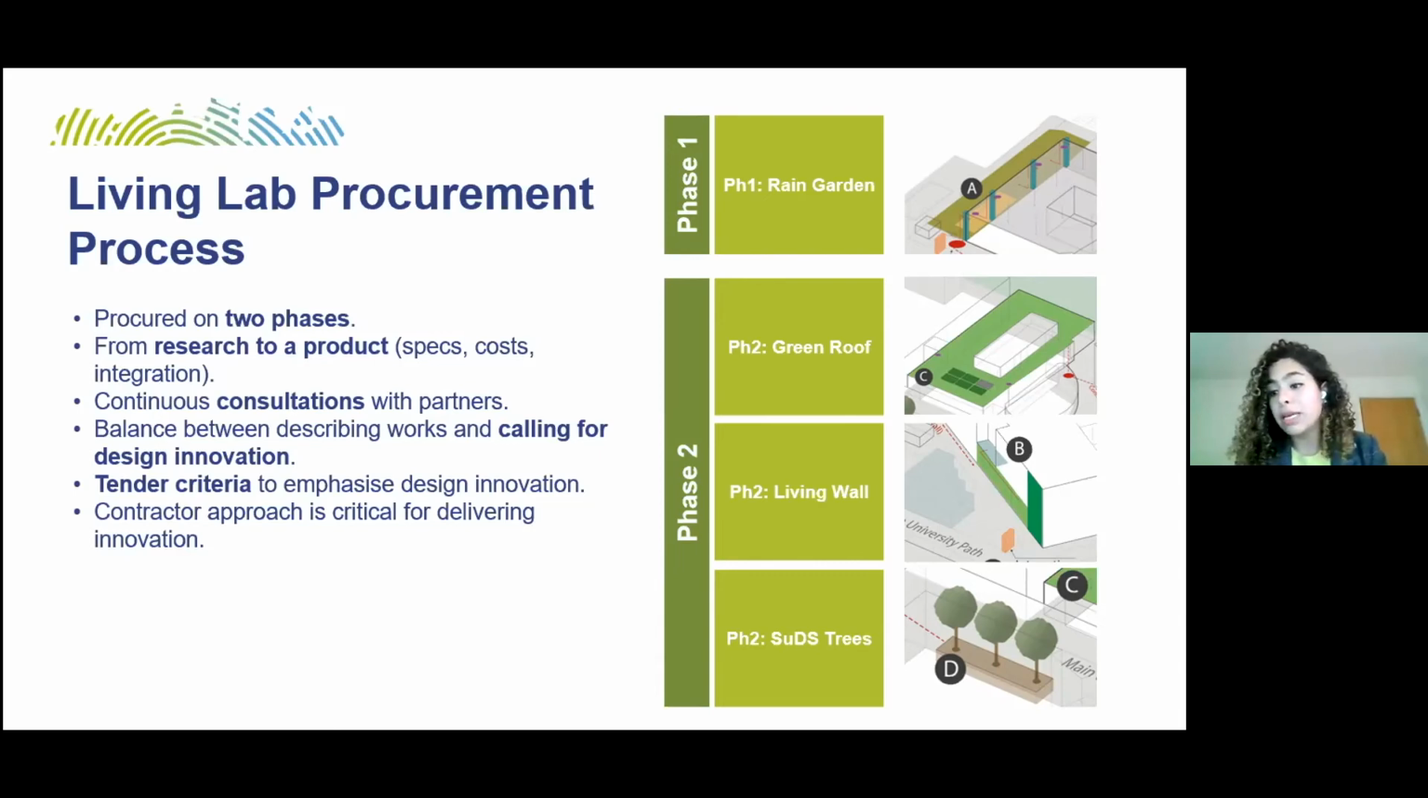So for example, we started by dividing. The first thing that we did, and it was quite a successful step, was to make sure that we take the development of the living lab on 2 phases rather than 1. And that made sure that we include the experimentation even in the process of procurement. So we looked into having the rain garden as a phase 1 and having a bigger phase 2 with green roof, green wall, and sustainable urban drainage trees.